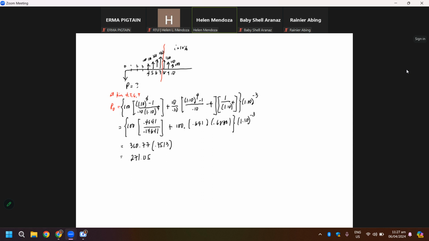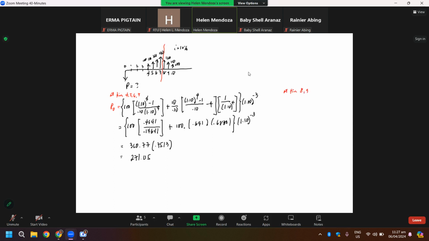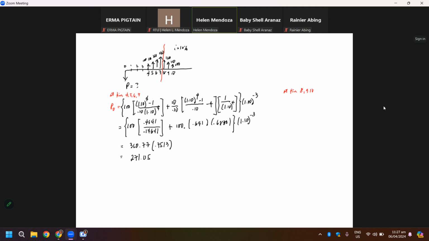Now what happens if we work with values at 8, 9, and 10? So at times 8, 9, 10, one may see that we would be working with a downward trend where the base value is 120 at time 8, meaning we would be working at time 7. That is, the same rule for annuity applies. That is, we may only take the value one period before the first A.